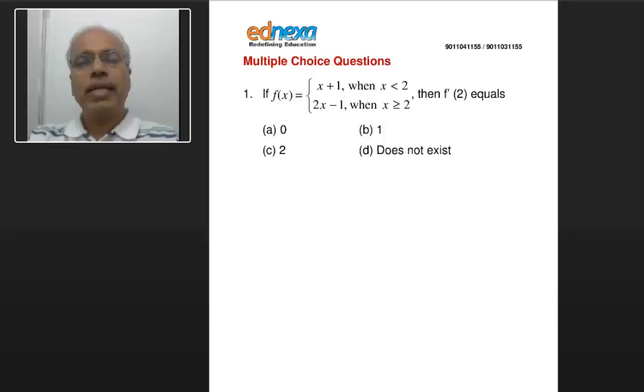So my right hand derivative is 2, and obviously because my left hand derivative is 1 and right hand derivative is 2, the derivative does not exist because they have to be equal if the derivative has to exist. So here if they had asked you f dash 2 minus, the answer would be 1. If they ask you f dash 2 plus, the answer would be 2. But for the derivative f dash 2, both must be equal, and therefore the derivative does not exist is the correct answer.